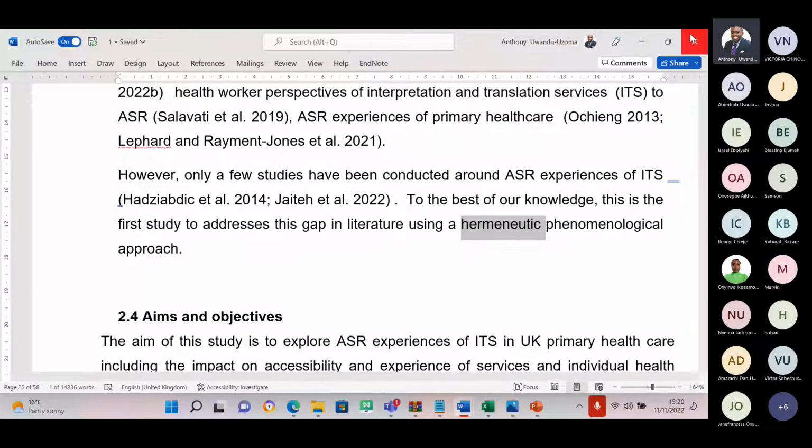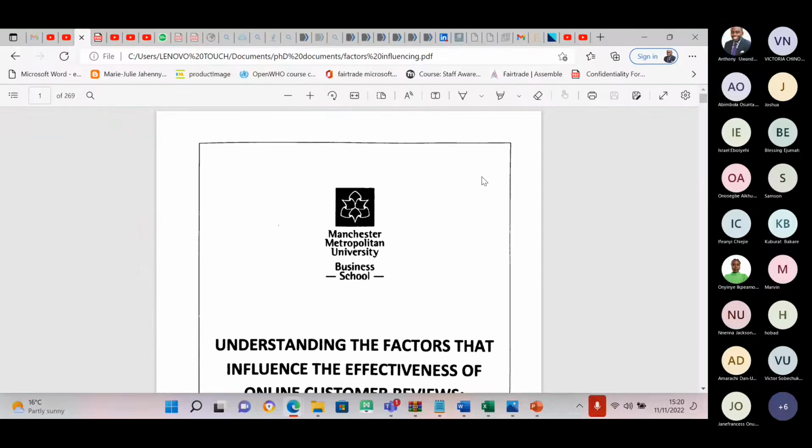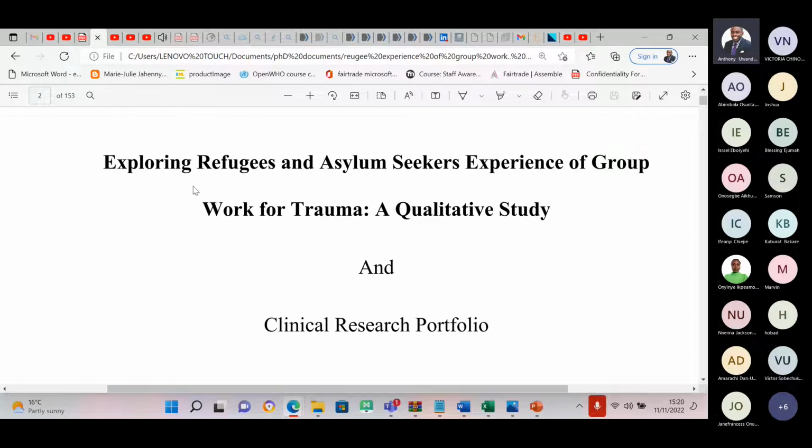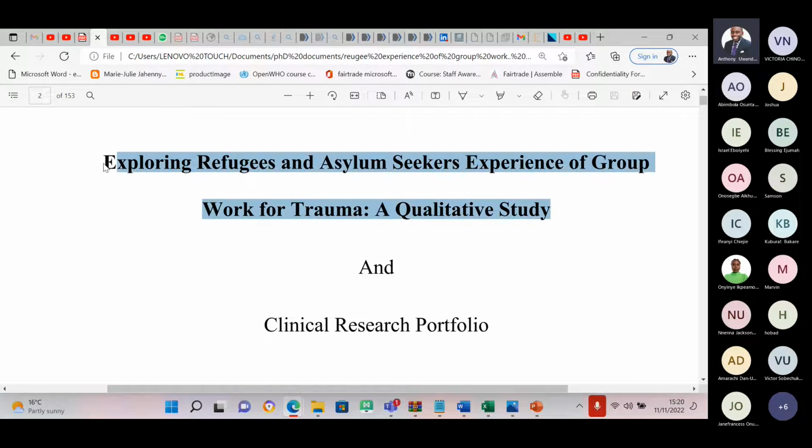So let me close this one. Now let me show you the one that looks like secondary research. So this is exploring refugee and asylum seekers' experience. You can see this is experience of a phenomenon, a qualitative study. So based on this topic, you will not know whether it is a review or a primary study. It depends. It's when you read it that you know.